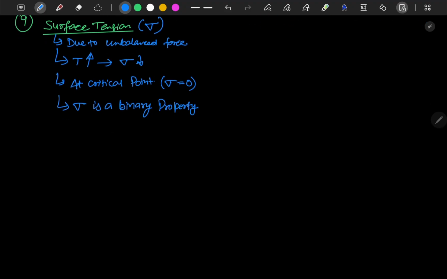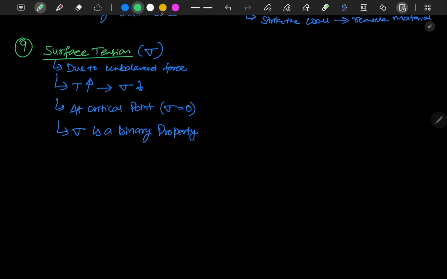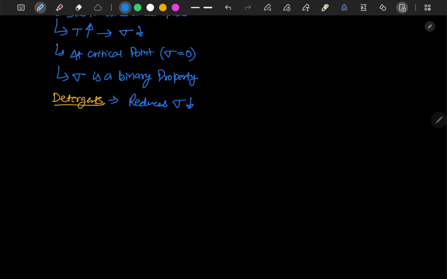Okay, now if we talk about detergents, if you mix detergent in the water, then surface tension decreases. Detergents cause or reduce surface tension, reduce sigma. Okay, sigma decreases.